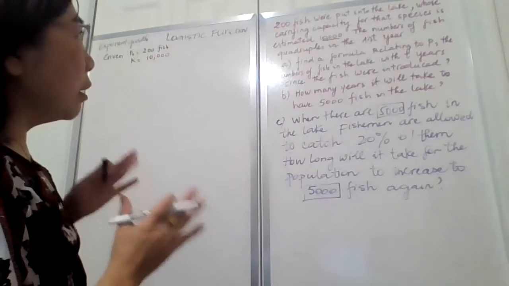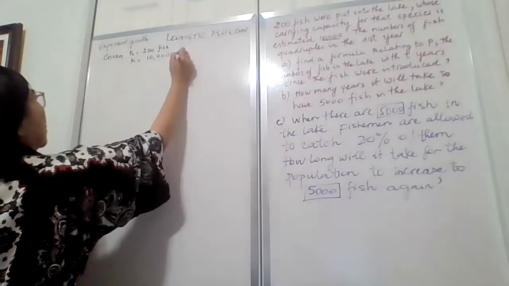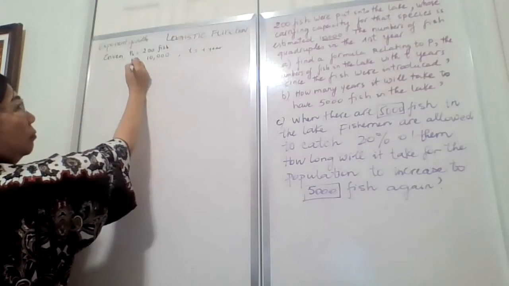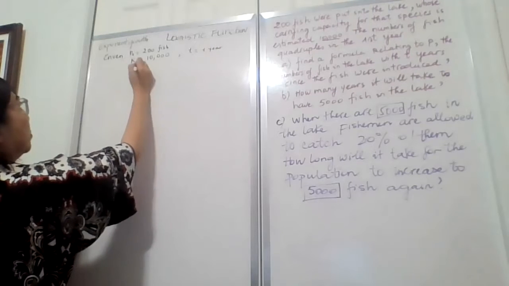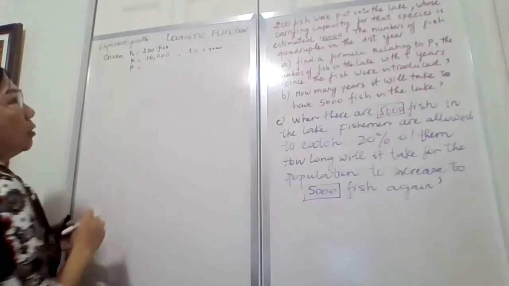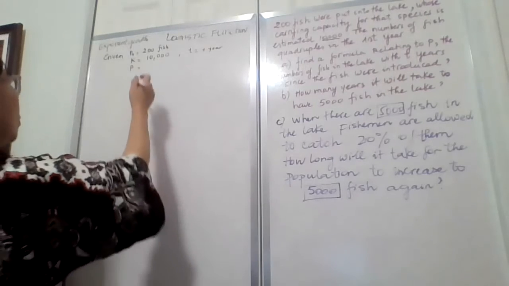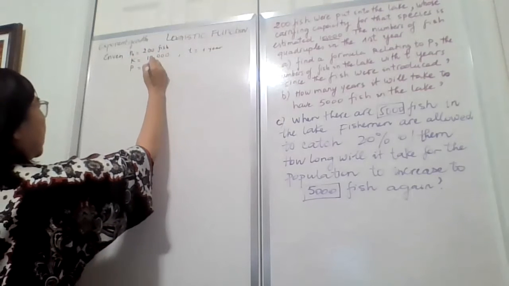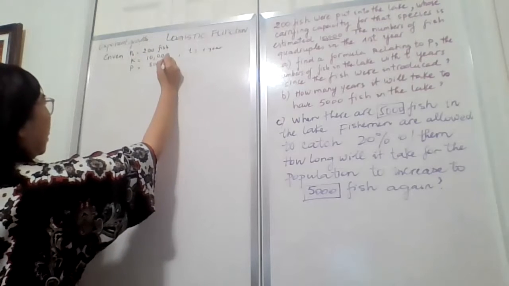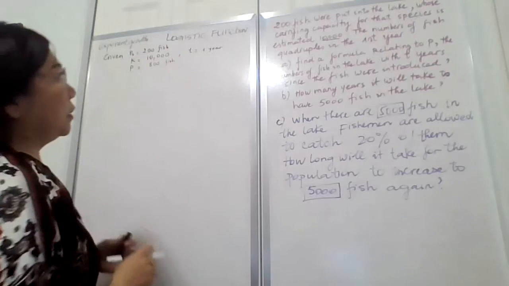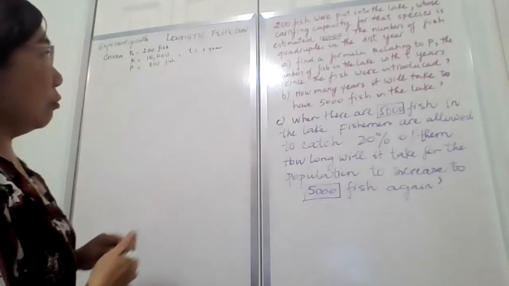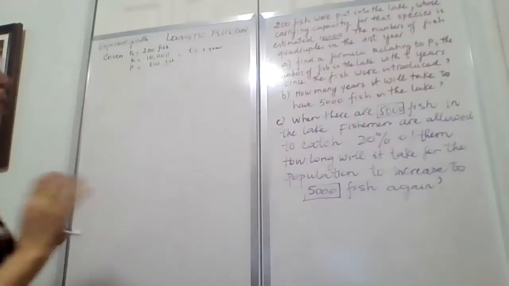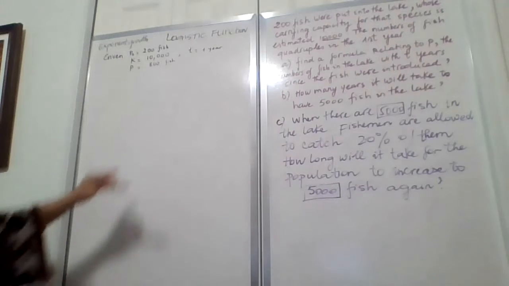The number of fish quadruples in the first year. So at T equals 1 year, the number of fish at the end equals the quadruple. At the beginning it's 200. Quadruple means 4 times bigger, so it's 200 times 4, which is 800 fish. Now, write a formula for the population, the number of fish in the lake with T years since the fish were introduced.